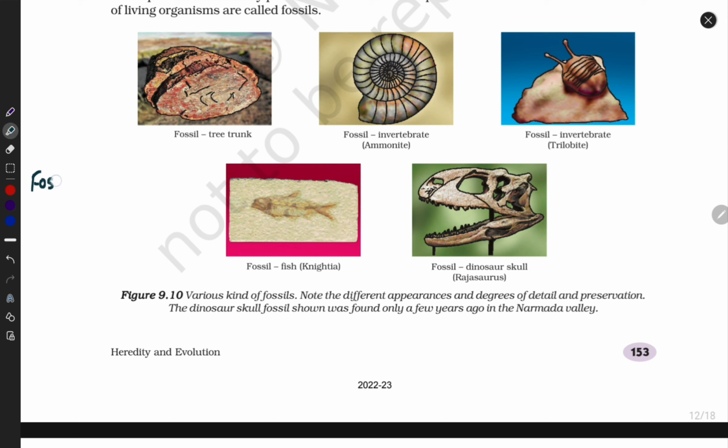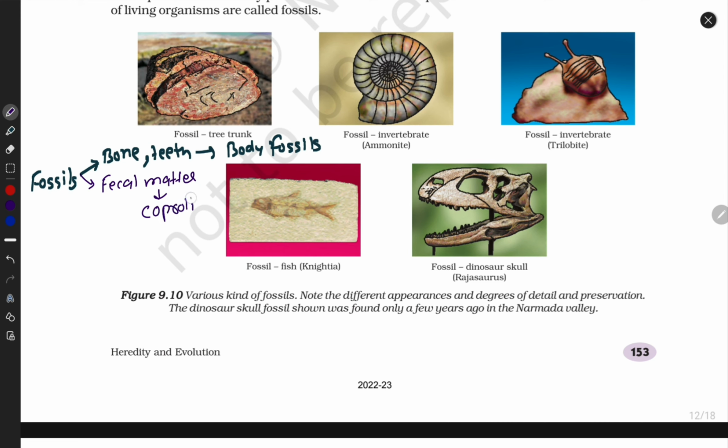Fossils. If we find bones and teeth, then these kinds of fossils are called body fossils. If we find fecal waste product, fecal matter, then we call it a coprolite fossil.